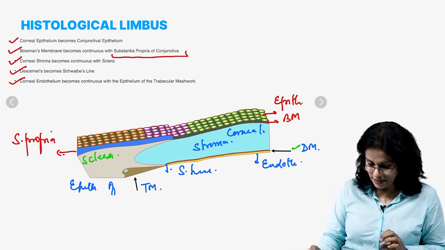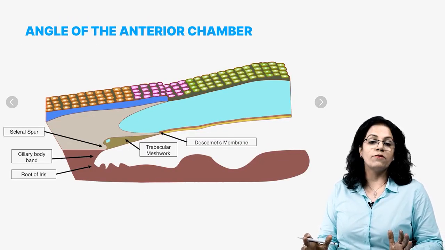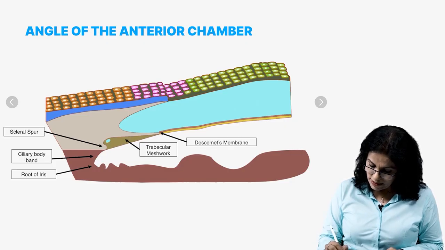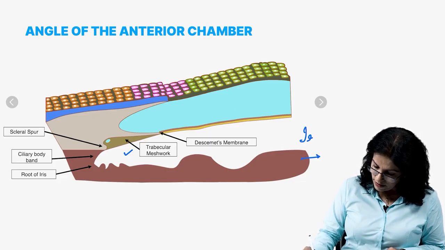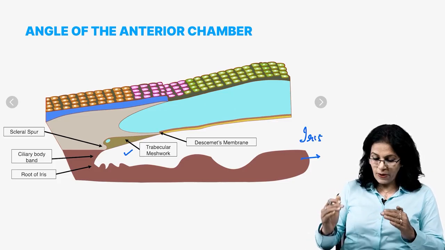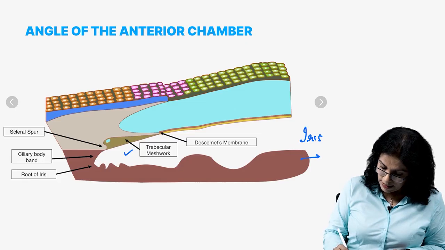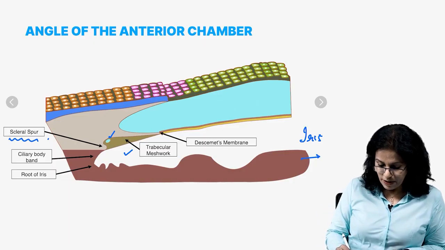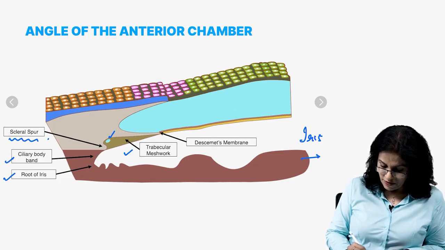Okay, this is clear now? That was the histological detail we have to know. Anatomically, you have to be clear about the angle of the anterior chamber. This is Descemet's membrane. This is the trabecular meshwork, and this part is the iris. The angle is a peripheral space between the iris and cornea. It contains the trabecular meshwork. This is Schlemm's canal. This part is called the scleral spur, where the sclera dips inside in the angle. This is your ciliary body band and this is your root of iris.